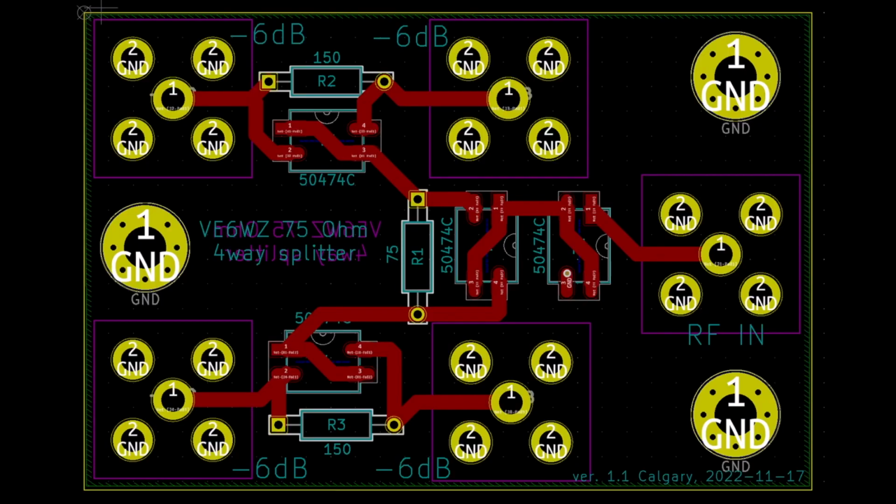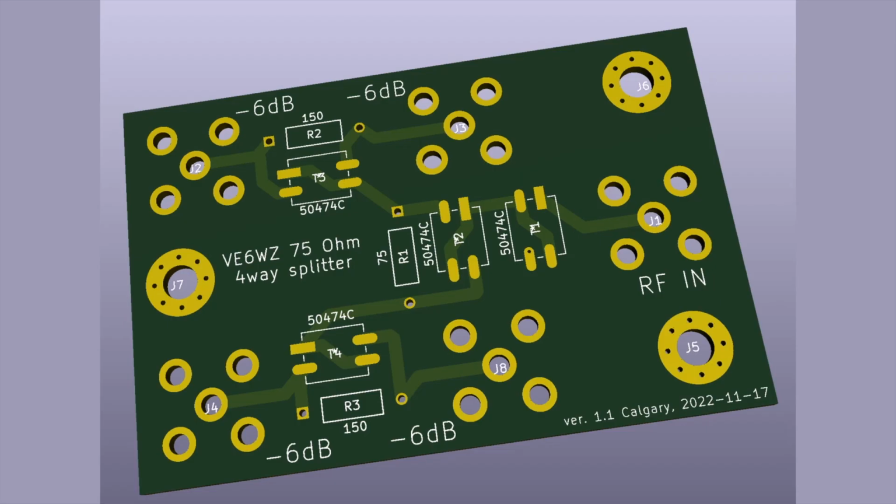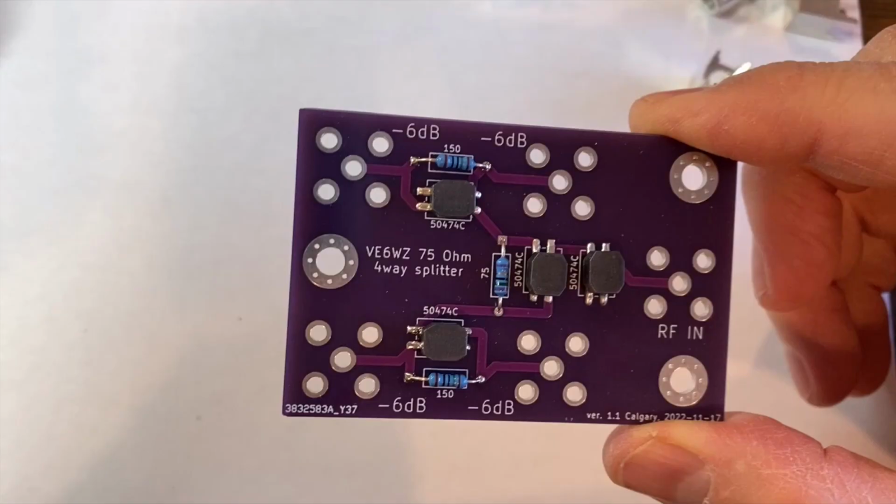I designed the PCB in KiCad and ordered the boards, sadly, from China. I got five boards for about $5, a minimum order of five boards. The shipping was more than that. I usually combine it with ordering other circuit boards.